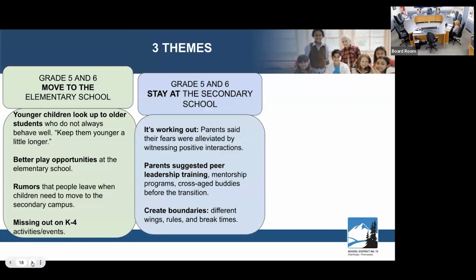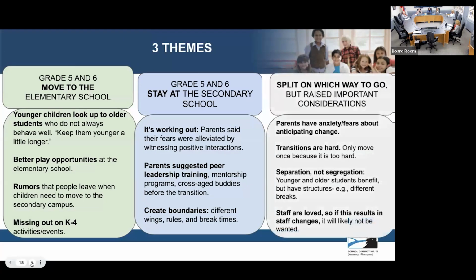There's a second group, grade 5 and 6 stay at the secondary school. And basically there were 3 themes. "It's working out" was the one theme. Parents said that their fears were alleviated when they witnessed positive interactions. So they had many of the same concerns as expressed by the group who wants to move, but they said that by witnessing it and living it, they felt things were going well. Parents also suggested peer leadership training, mentorship programs, cross-age buddies before the transition from the K-4 site to the other. And they said that if we continue to strengthen that, it will really help. Creating boundaries, different wings, different rules, different break times.